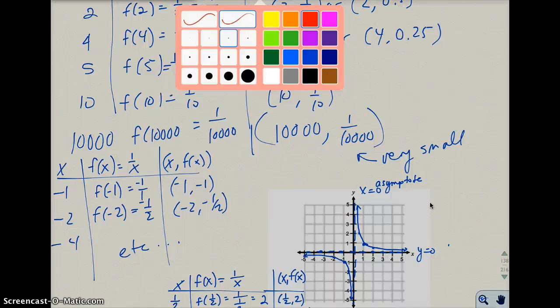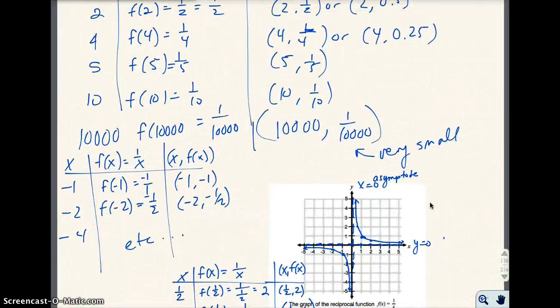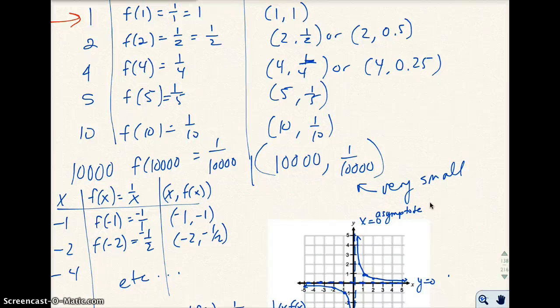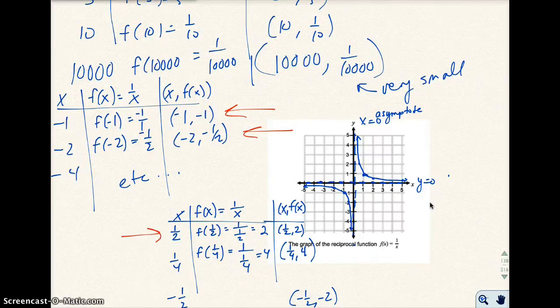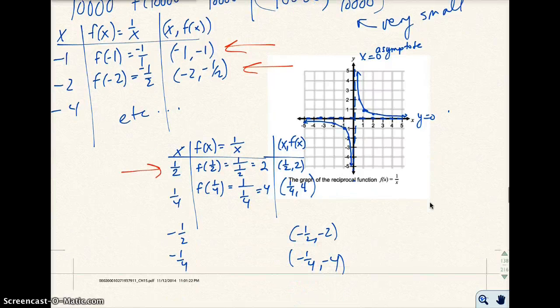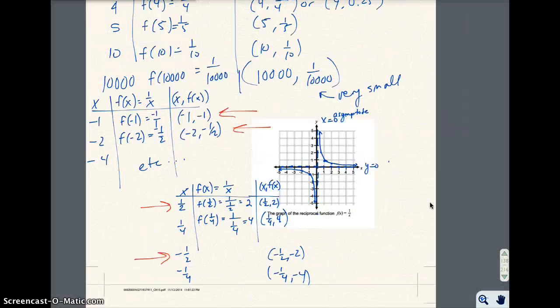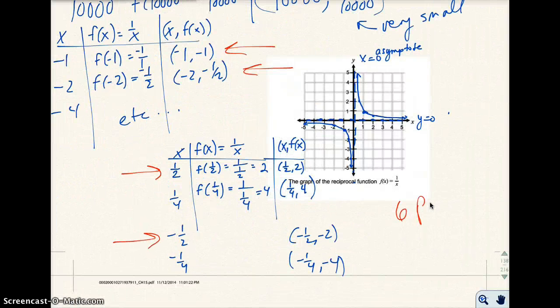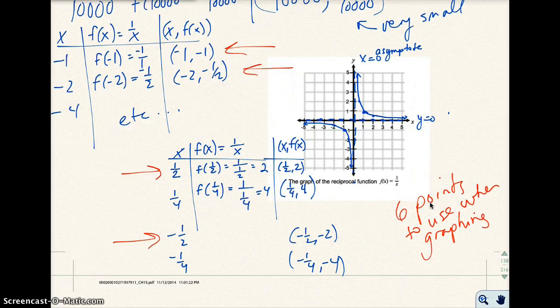What I would do is go ahead and do a couple of major points. I would do the (1, 1), the (-1, -1), the (2, 1/2), and then the (-2, -1/2). And then I would do the (1/2, 2) and the (-1/2, -2). So those are 1, 2, 3, 4, 5, 6 points to use when graphing f of x equals 1 over x. Okay, so just use those 6 points.